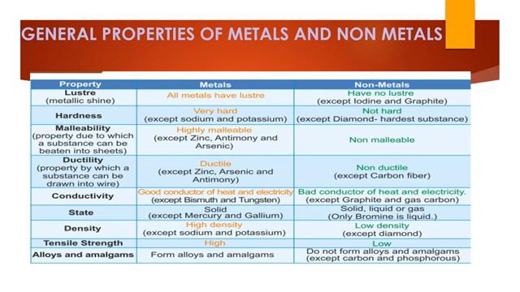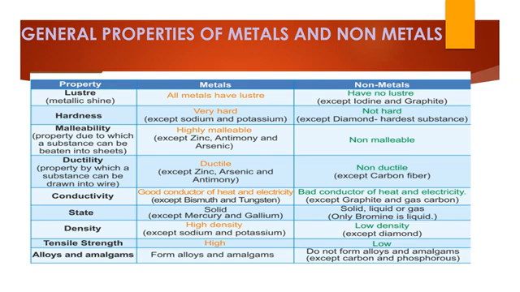Here we have a comparison of general properties of metals and non-metals. The property luster: metals have a high luster in nature, but non-metals don't have a luster, except iodine and graphite, which are lustrous in nature. Hardness. All the metals are very hard in nature, except sodium and potassium, soft metals. But most of the non-metals are not hard, except diamond.